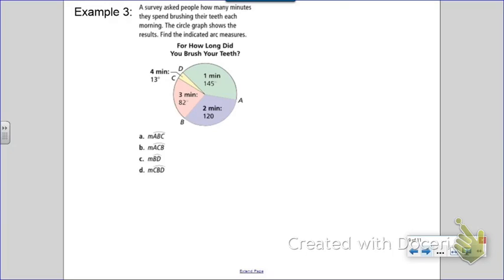Our next example is looking at a circle graph. We're finding the indicated arc measures. So we're looking at the degree measures of each of the pieces of the arcs. Each one of those should have a total of a circle, 360 degrees in the circle.